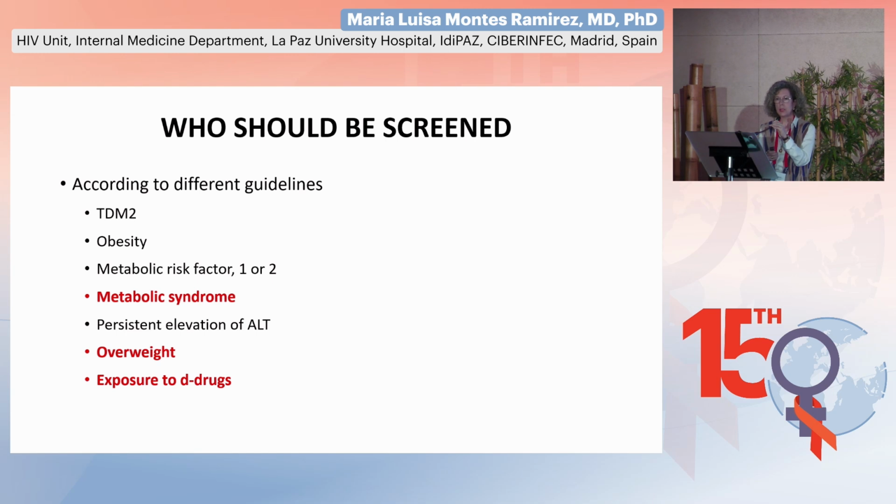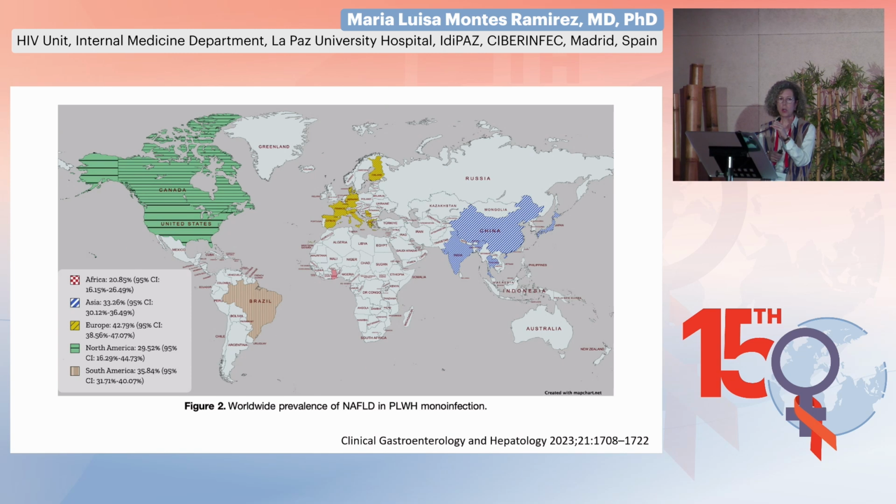Summarizing all this population recommended to be screened, who should be screened? In this slide, we can see the main conditions we need to consider. I've highlighted in red those from specific guidelines of people with HIV: metabolic syndrome, overweight instead of obesity, and exposure to D drugs. On this map, we can see the prevalence of NAFLD in people with HIV. It ranges between 30 to 40% all over the world.